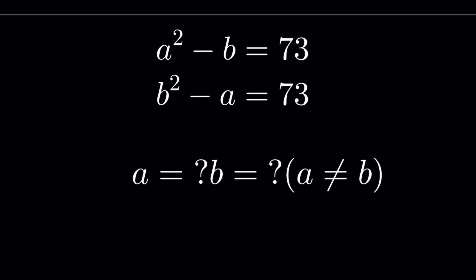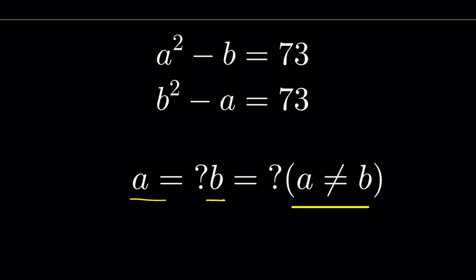If a square minus b is equal to 73 and b square minus a is equal to 73, we have to find the value of a and b, and remember that a is not equal to b. So let's try to solve this. Let this be equation 1 and this be equation 2.